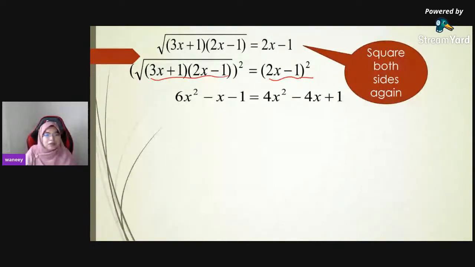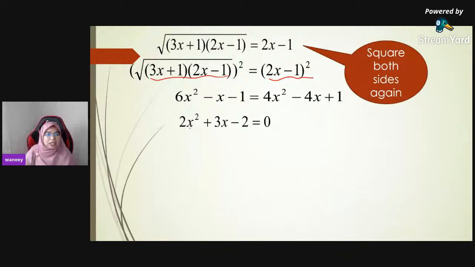Okay, so now on the left hand side, I already expanded them. It is already 6x squared minus x minus 1. On the right hand side, that is 4x squared minus 4x plus 1. Do make sure that the right hand side is equal to 0. Bring everything to the left hand side. So it will become 6x squared minus 4x squared, so 2x squared, negative x, positive 4x, so it will become positive 3x, negative 1, so it will become negative 2. Okay, so we have 2x squared plus 3x minus 2 equal to 0.